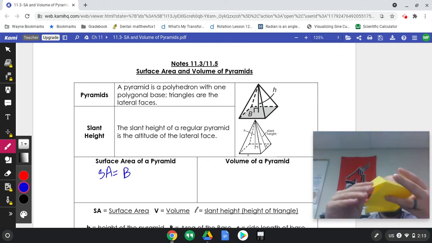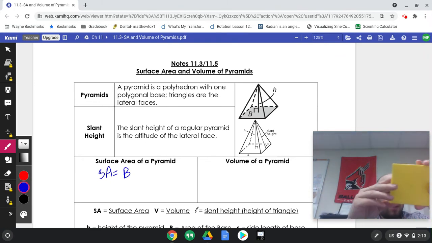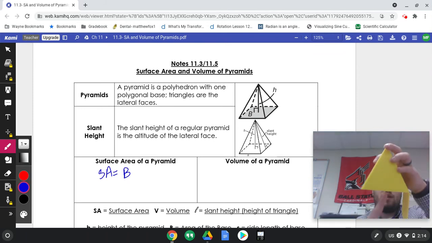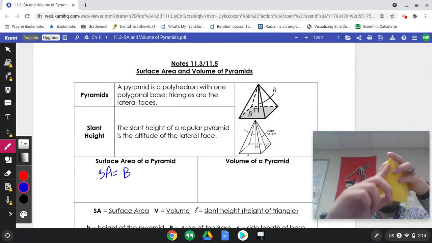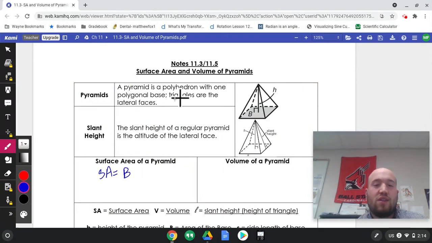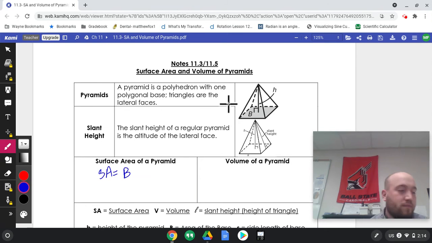So if I take the perimeter of that base, to figure out what this triangle is, I can take the perimeter of that base. Remember, it's 1/2 base times height. Now the height of this triangle, let's focus just on one triangle there, is the distance from the top to the middle here, this altitude, okay? That is known as our slant height. So the slant height of a regular pyramid is the altitude of the lateral face, okay? So it cuts along the lateral face there.